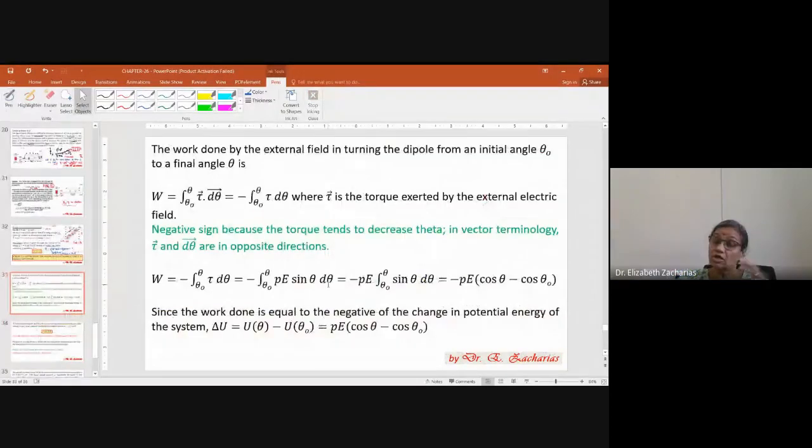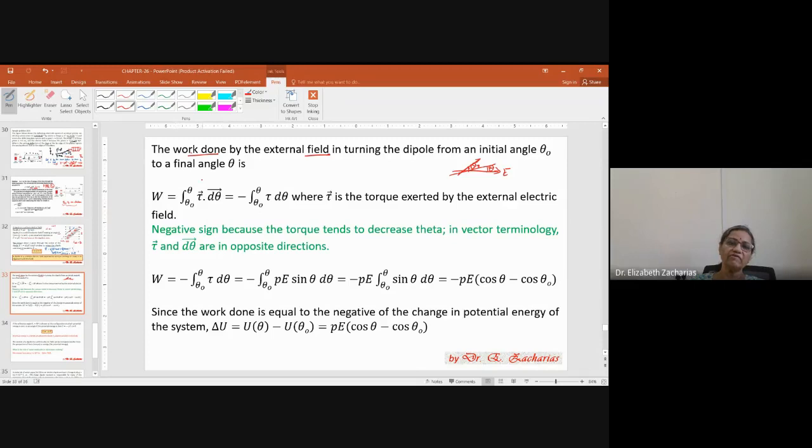Now this has a very nice consequence. If something is turning a body, that means there is work done. So who is doing this work? This work is done by the external field E. Let us say that initially the angle is some theta naught, and it turns so that the angle is some theta. Then the work done is equal to minus the integral from theta naught to theta of tau d theta.